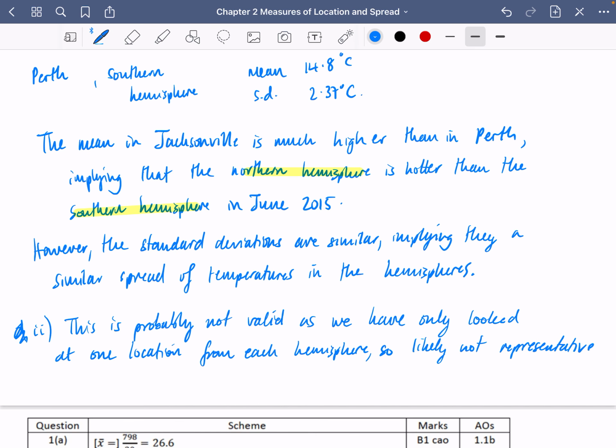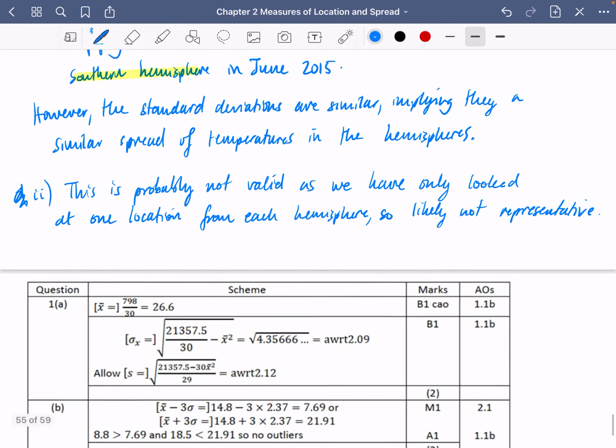It kind of seems crazy to just say like, oh, well, because Jacksonville's in the northern hemisphere and Perth's in the southern hemisphere, this is what must be true about the northern and southern hemispheres. It's just not enough information. So however you want to explain that.